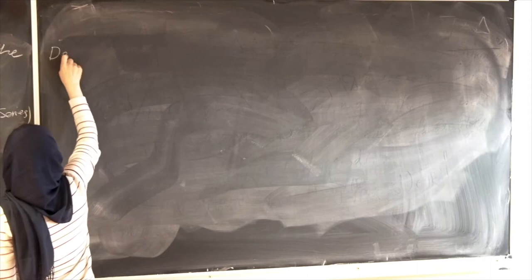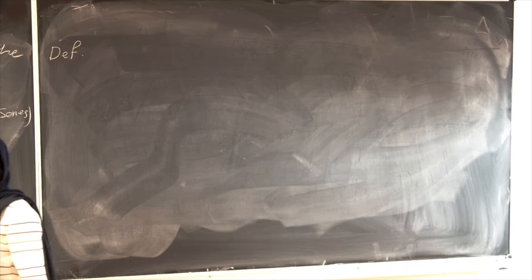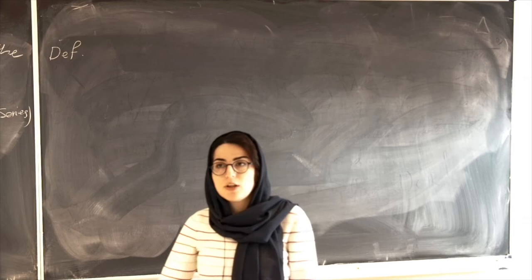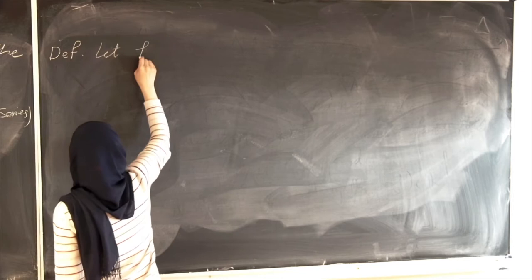To know about the structure of the Hilbert function, I'm going to define what is a numerical function of polynomial type. So let f from Z to Z be a numerical function.